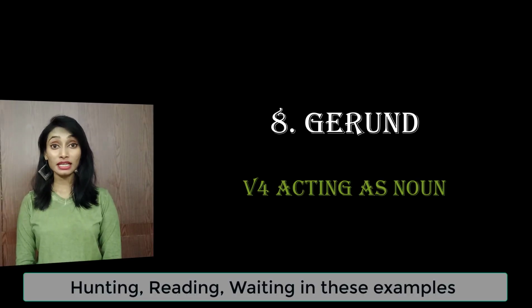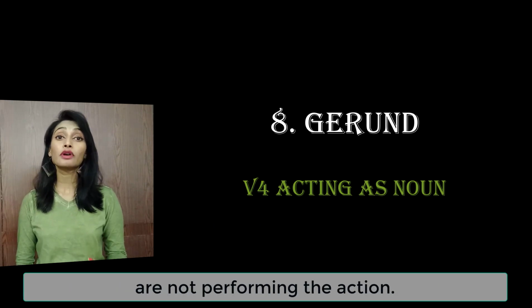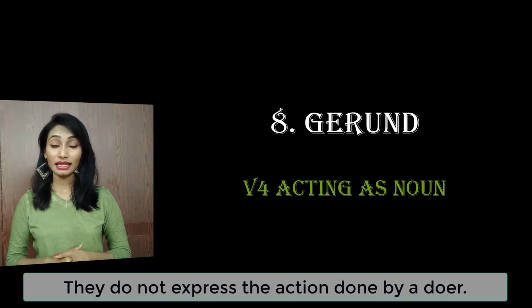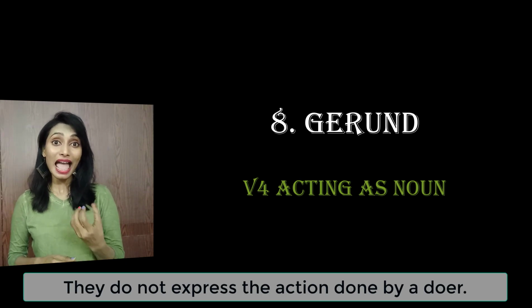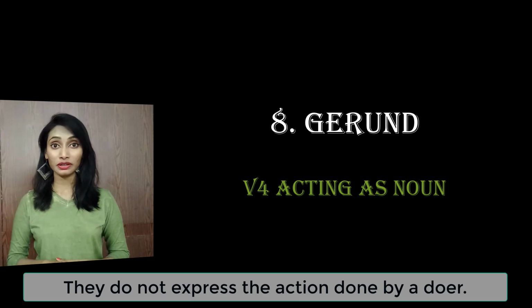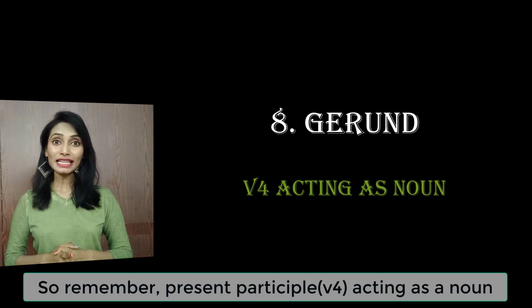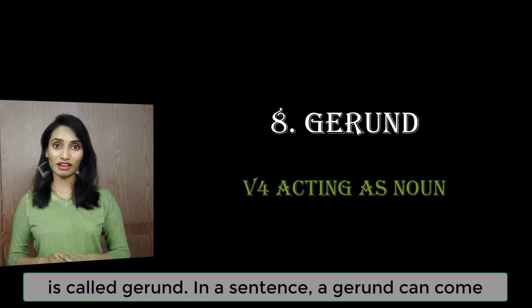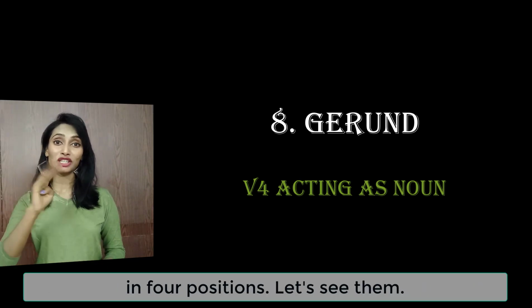Hunting, reading, waiting. In these examples, the words are not performing the action. They do not express the action done by a doer. So remember, present participle V4 acting as a noun is called gerund. In a sentence, a gerund can come in 4 positions.